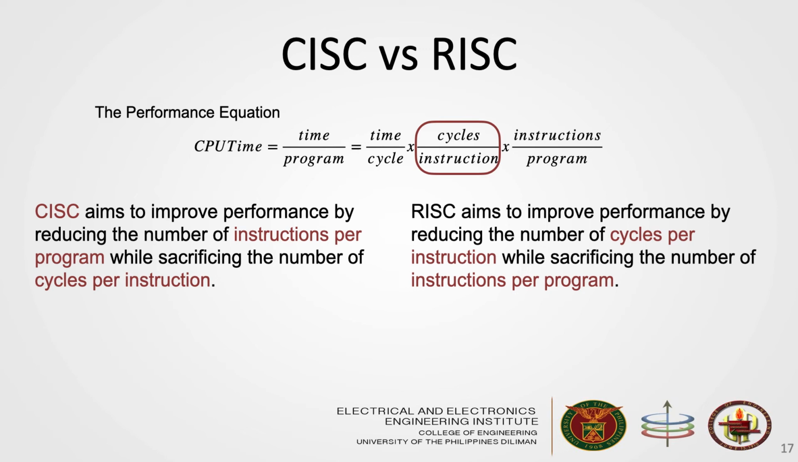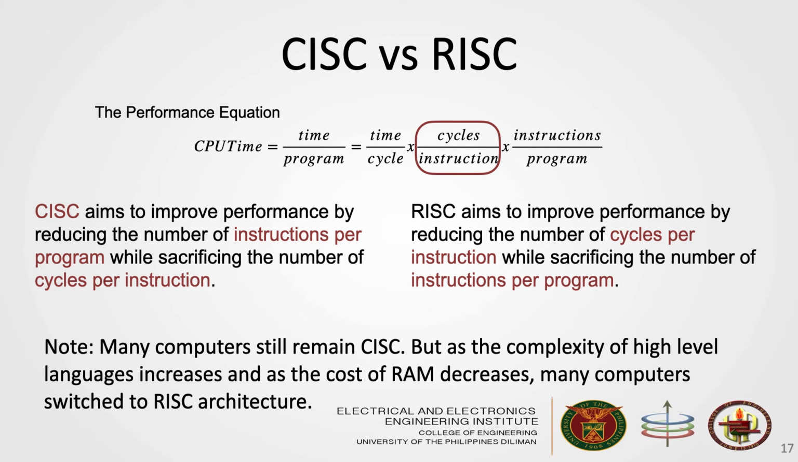You may wonder which one is better. Well, I think CISC is better for programmers while RISC is better for computer engineers. Anyway, many computers still remain in CISC, but as the complexity of high-level languages increases and as the cost of RAM decreases, many computers switch to RISC architecture.